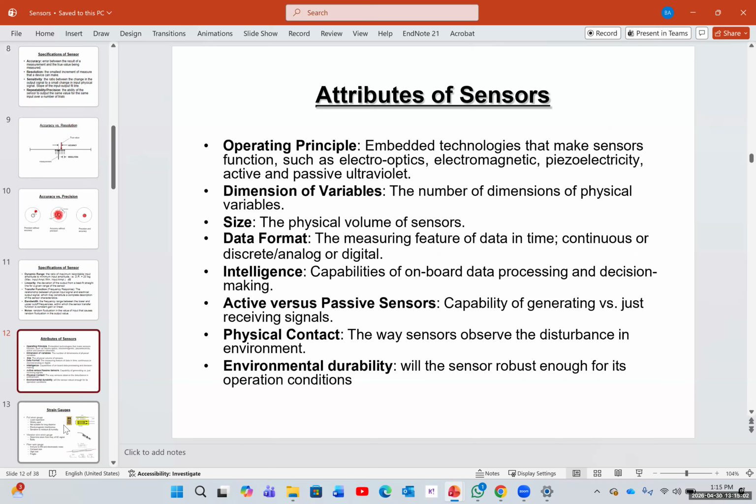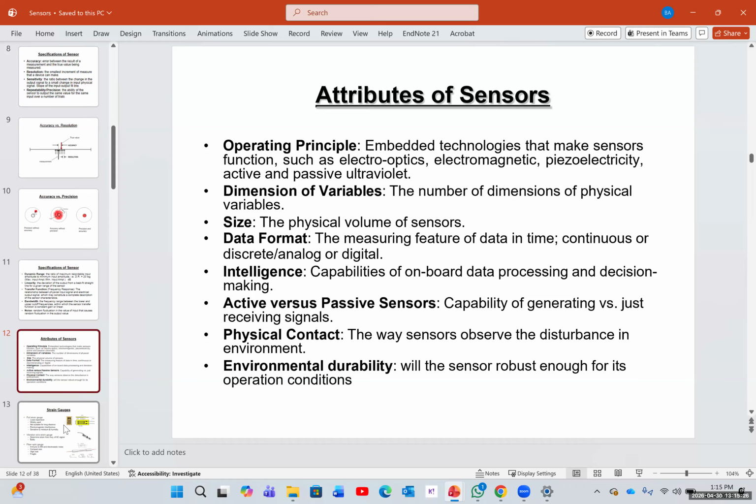We have dimensional variables, the number of dimensions of physical variables. We have the size, which is the physical volume of sensors. We have data format. Is it in time domain, frequency domain? Is it digital? Is it analog? So on. We have the intelligence, the capabilities of onboard data processing and decision making.